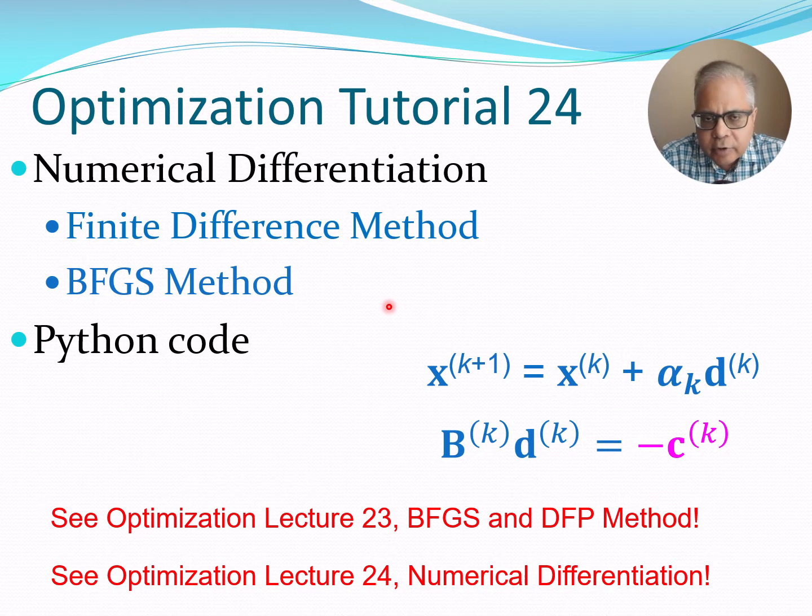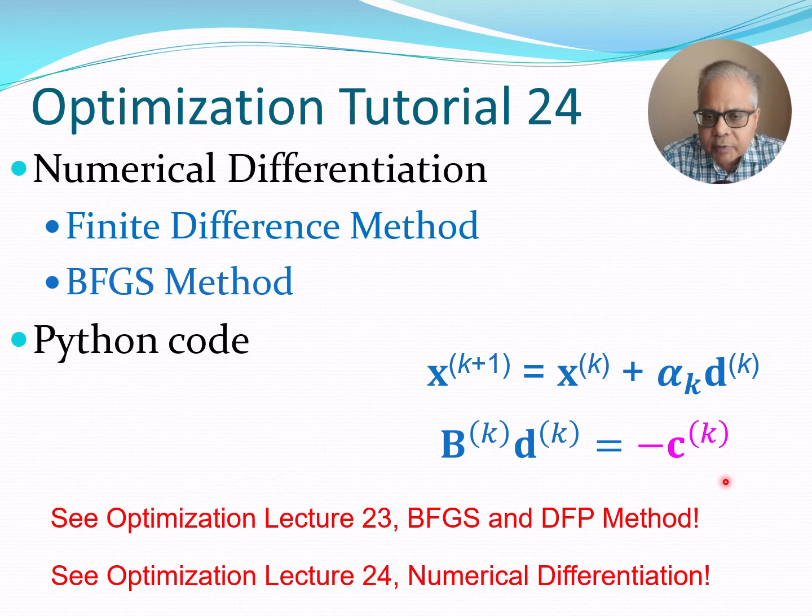Now in today's tutorial we are going to discuss the different finite difference methods for numerical differentiation. And we are also going to compare the results of these methods to the exact solution which we can obtain by differentiating the function. Then we are going to look at the BFGS method and see how the finite difference derivatives perform when they are used in a typical numerical optimization method. So we are going to take recourse to Python code to illustrate these concepts.